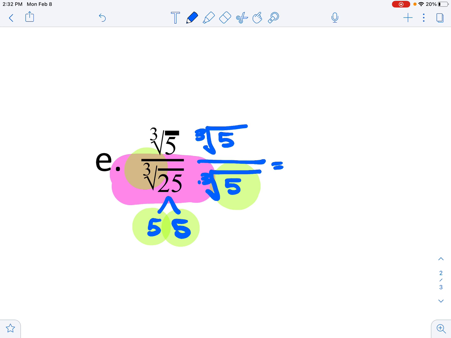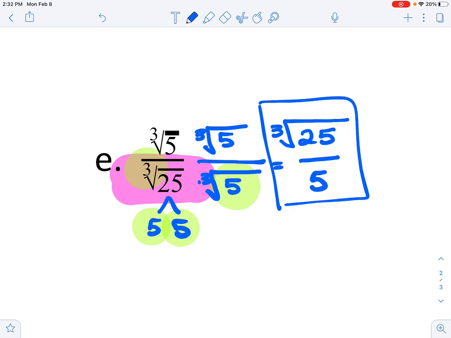This leaves me with a 5 at the bottom and a cube root of 25 at the top. Now, can I simplify the cube root of 25? No. So what I need you to write yourself a note is: no radicals in the denominator.